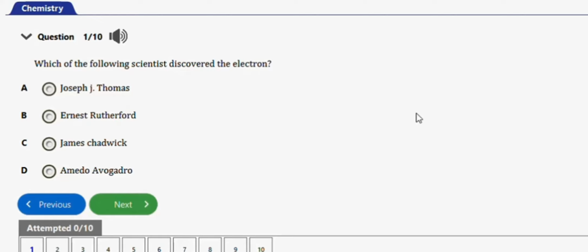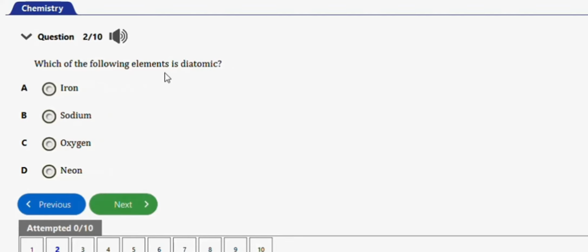The first one I have here says, which of the following scientists discovered the electron? So the scientist that discovered the electron is J.J. Thomas. Alright, that's Joseph J. Thomas, option A. So that's it for this question. The next repeated question will be this one.